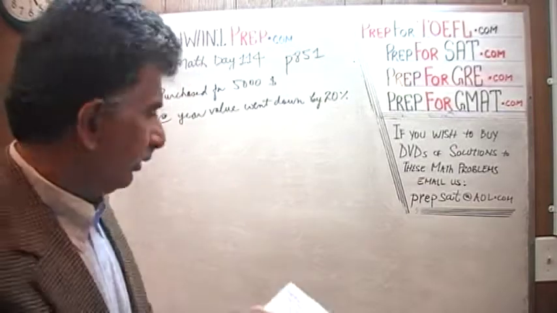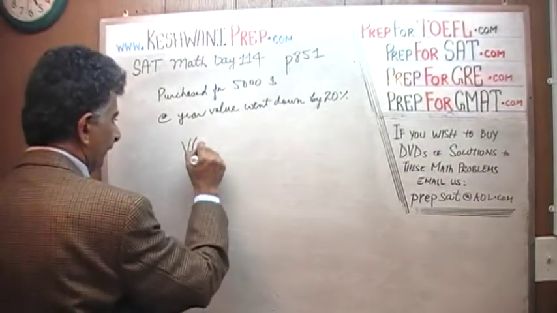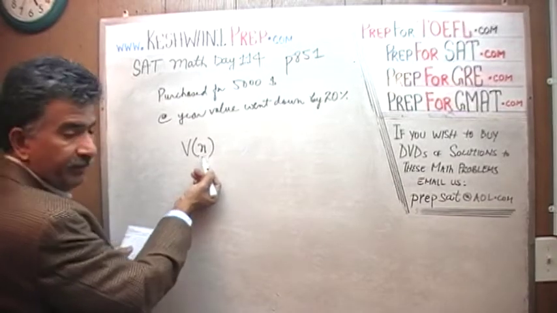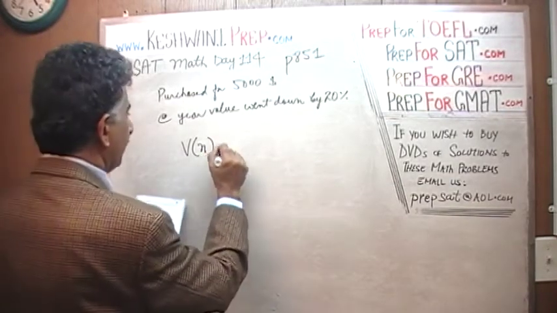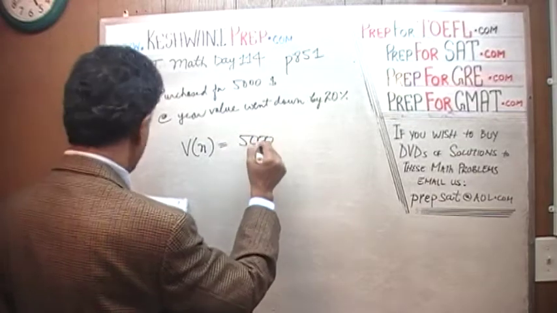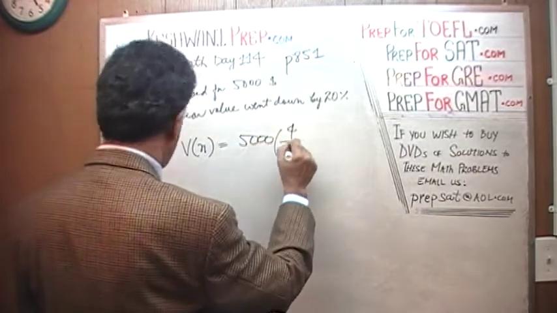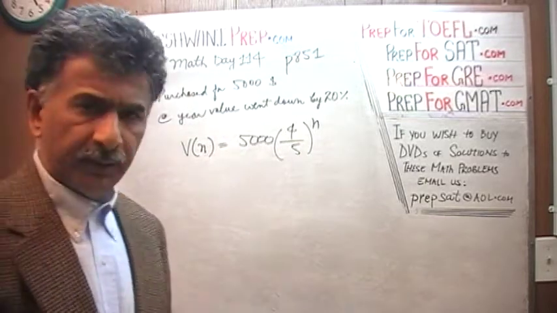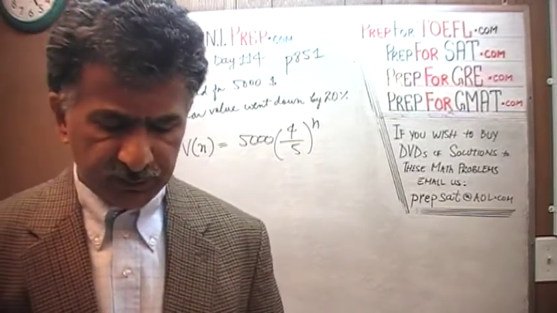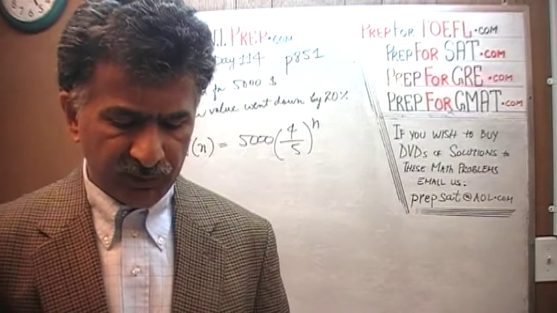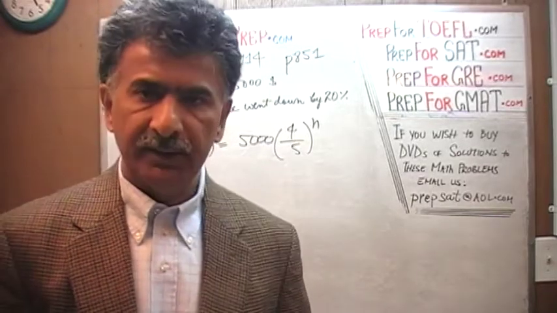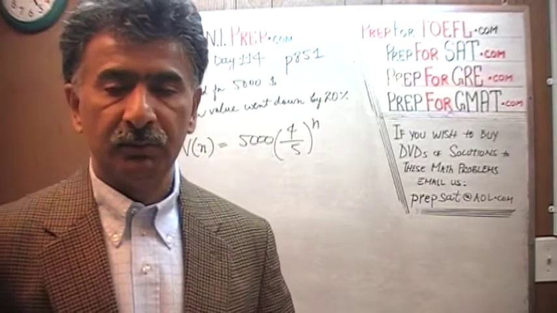function v, which we are told looks something like this. V is a function of n, which is the number of years here. So the value of the car depends on how many years you had it, and the relationship is this: 5,000 times 4/5 raised to n. And the question simply is, how many years from the date of the purchase will the value of the automobile be $3,200? How many years will it take before it becomes $3,200?